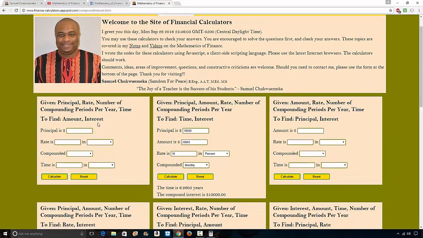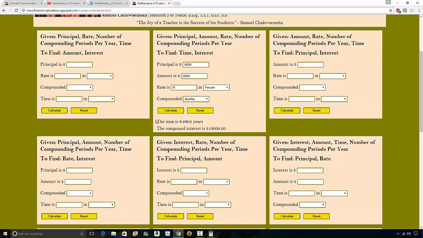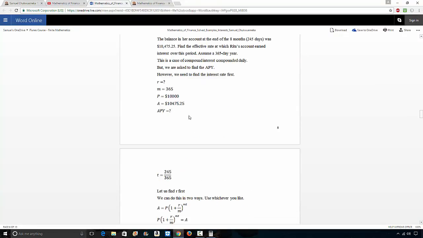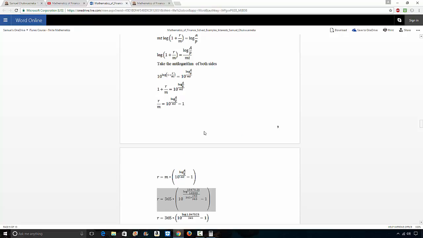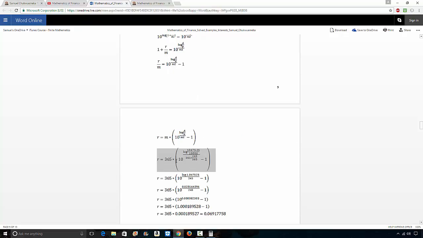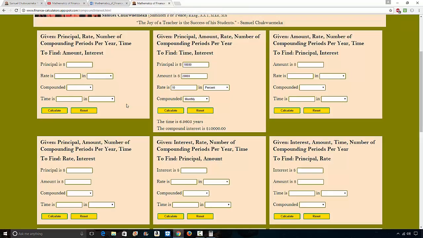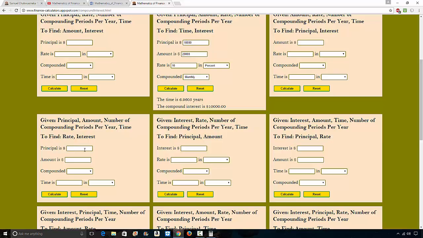And I'm trying to find rate. They gave us AP and M. Principal amount, number of compounding periods per year. And they gave us time. They gave us time to be 245 days. Okay, 245 days. So I'm gonna use this here.